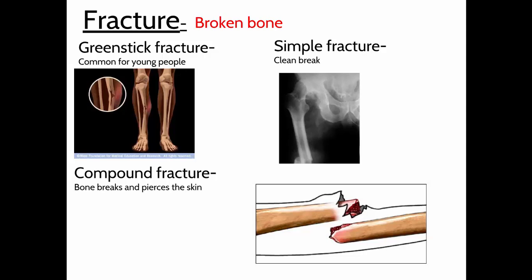A compound fracture is when there's been a simple fracture, but the bone breaks through the skin and is exposed. So obviously, that's a more damaging and traumatic injury, because not only is there damage to the bone, there's damage to the muscle, the blood vessels, the skin, and so forth.